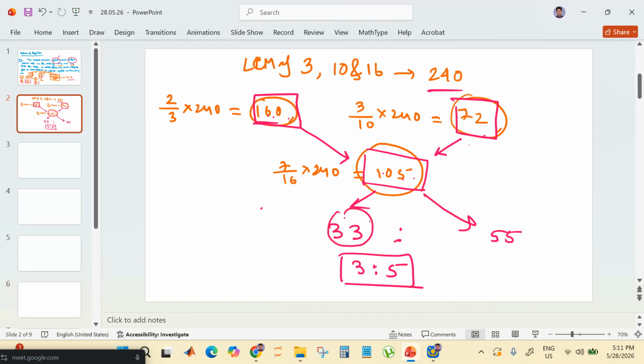So this 33 and 55 is basically the ratio of these two, where it will be mixed to get this 105. So that means 3 is to 5. If we cancel with 11, then it will remain 3 is to 5. So this is the ultimate answer of this question.